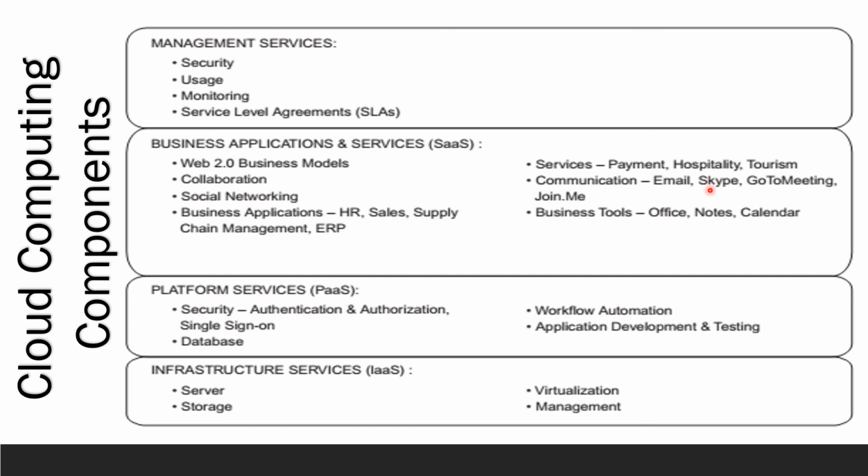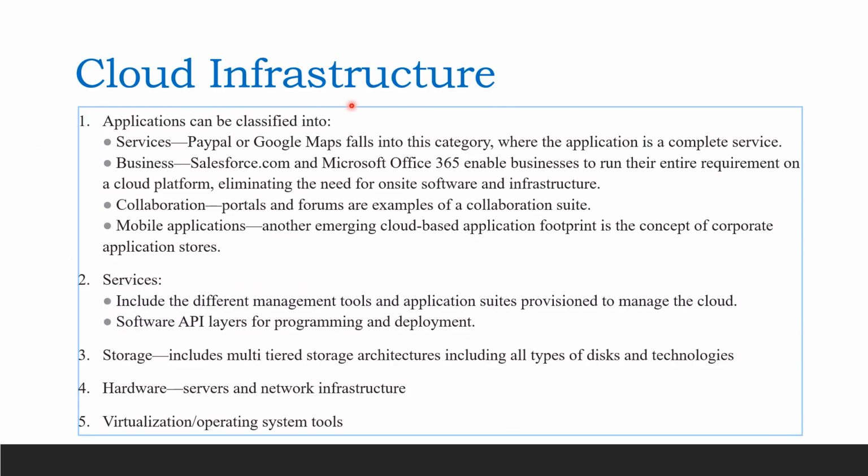This is the cloud computing components. Here we have management services, business application and service, platform service, and infrastructure service, the same as the types. Then for cloud infrastructure, we have application services, storage, hardware, virtualization, and operating system tools. The infrastructure involving applications includes services like PayPal or Google Maps. For business, Salesforce.com and Microsoft 365 fall under business. Then collaboration, like forums and mobile applications, I think is more like Apple Cloud.